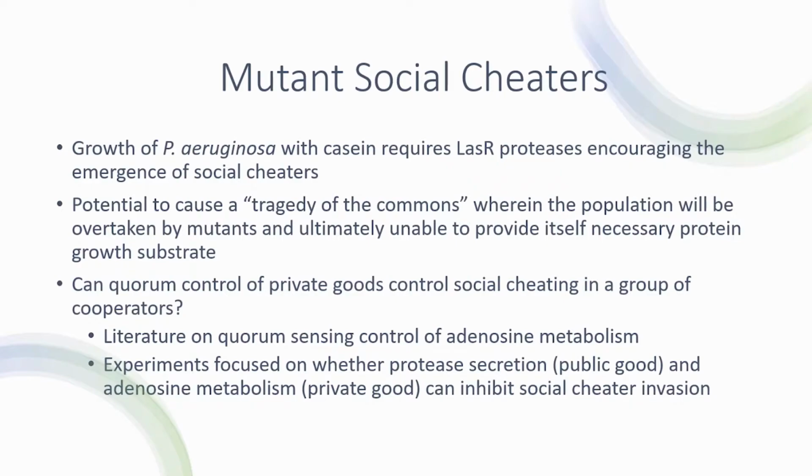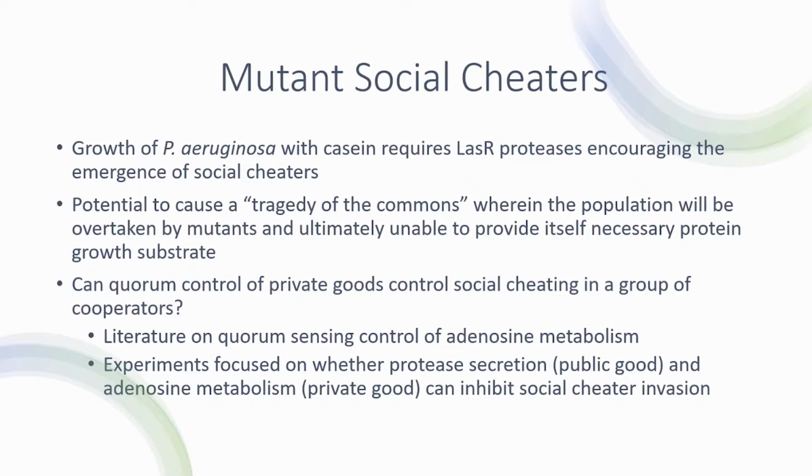So the growth of P. aeruginosa with casein, and casein is just a type of growth medium, so just a carbon source, energy source for this bacteria. The growth of this Pseudomonas requires LAS-R proteases, which encourages the emergence of social cheaters. So the growth of this bacteria produces a lot of LAS-R enzymes, and all of this extracellular enzyme that is shared for the community encourages the emergence of social cheaters.